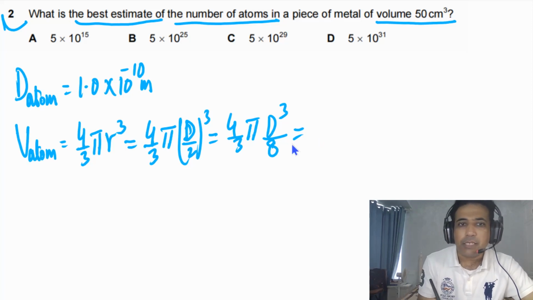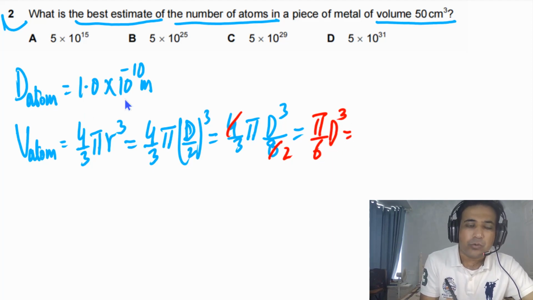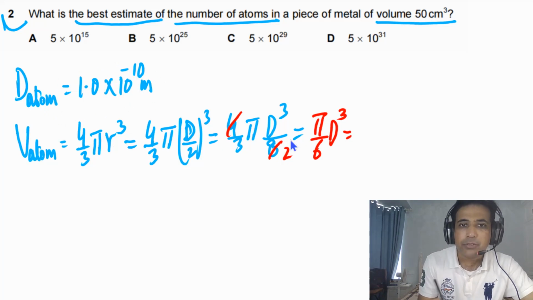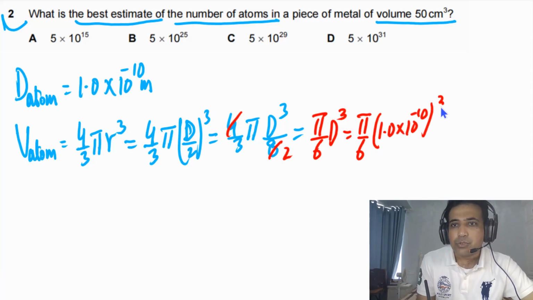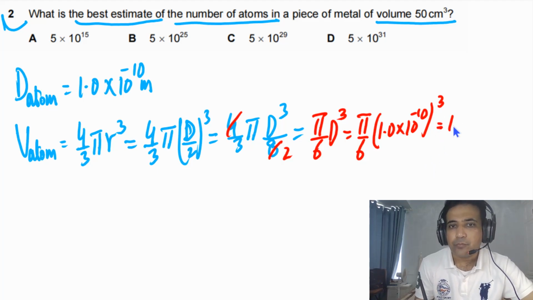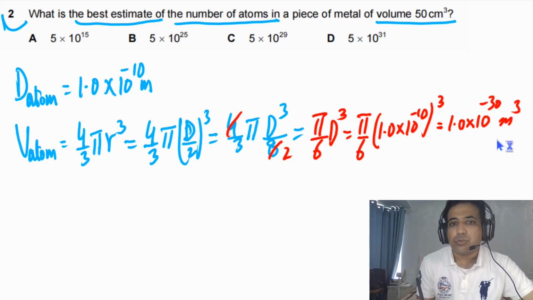So we can cancel 8 with 4, and we will get 2 here. So finally we get pi by 6 d cubed. Now we can plug in the value of the diameter. So we write pi by 6, diameter is 1.0 times 10 to minus 10, cubed. If we solve this, we will get 1.0 times 10 to minus 30 meters cubed.